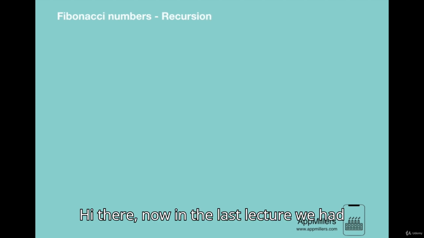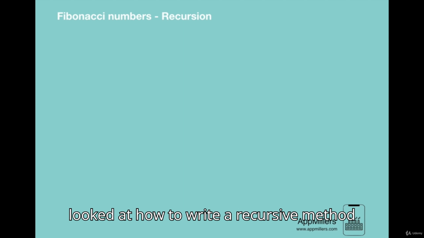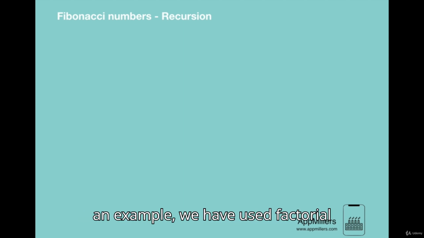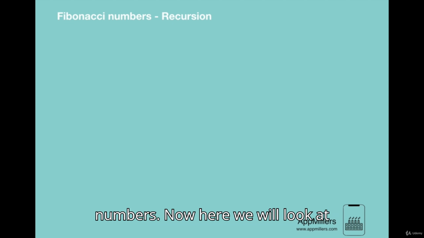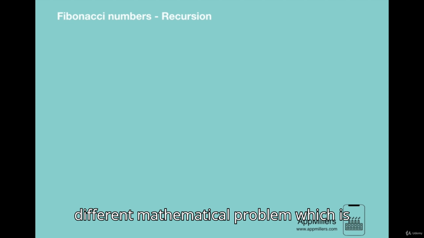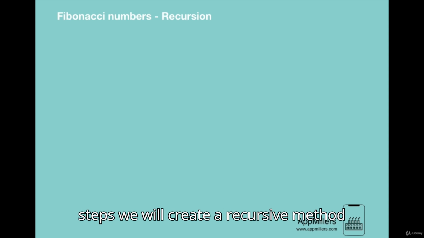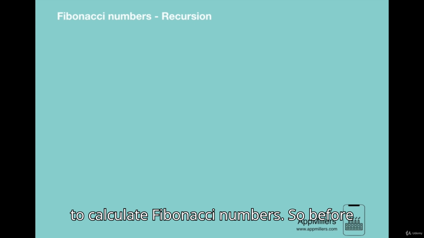Hi there. Now in the last lecture, we looked at how to write a recursive method for any given problem in 3 steps. As an example, we used factorial numbers. Now here, we will look at a different mathematical problem, which is Fibonacci numbers. And by using our 3 steps, we will create a recursive method to calculate Fibonacci numbers.